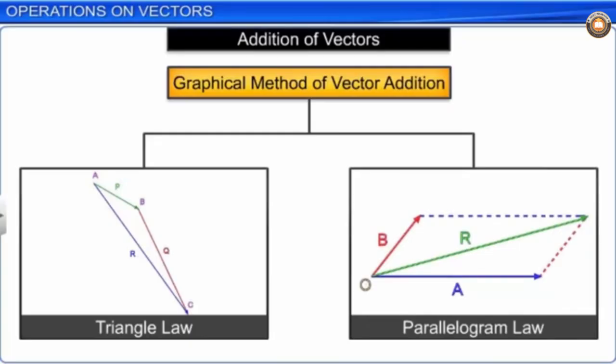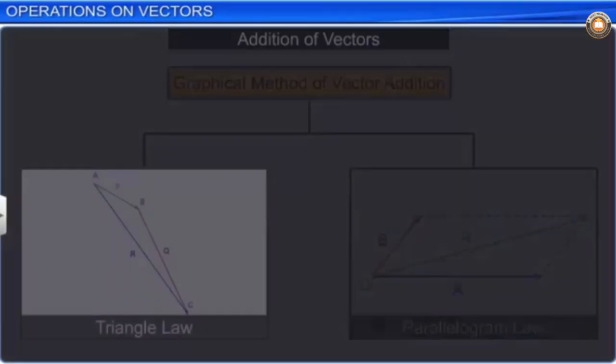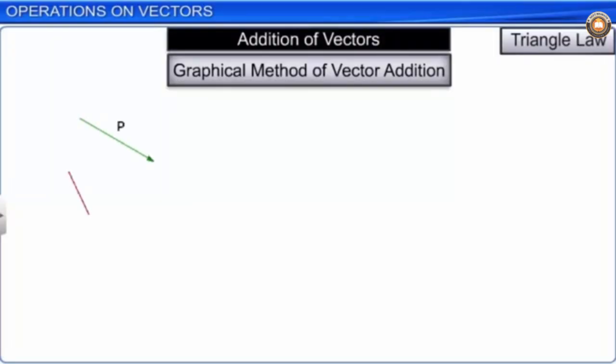Draw a line AB parallel to P. The length of AB is equal to the length of P. Display an arrowhead at B. A is known as the tail of P and B is known as the head of P. Then draw a line BC parallel to Q and equal in length to Q. Display an arrowhead at C. B is the tail of Q and C is the head of Q. Note that the tail of the second vector always coincides with the head of the first vector.